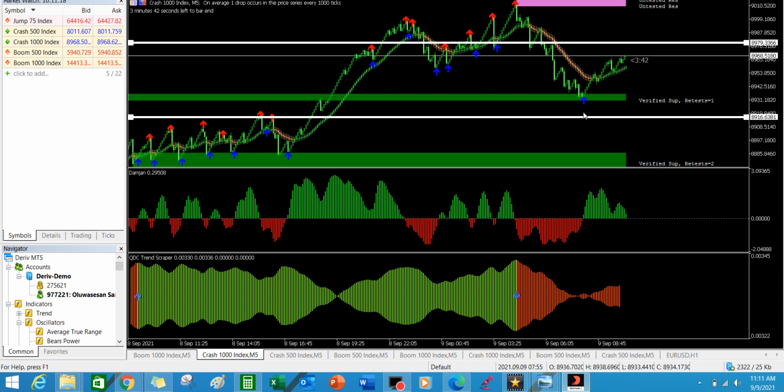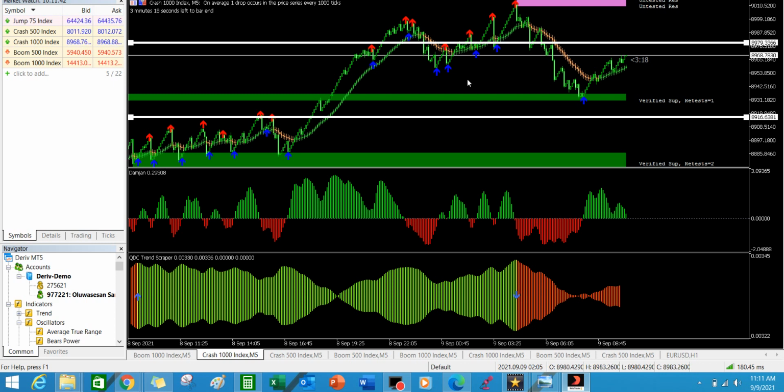So which means if I'm to trade Crash on a normal day, let's say I want to buy Crash, the only time I should target is when the trend is green like this. That is when I can buy Crash successfully and ride it to the very last part of the trend.